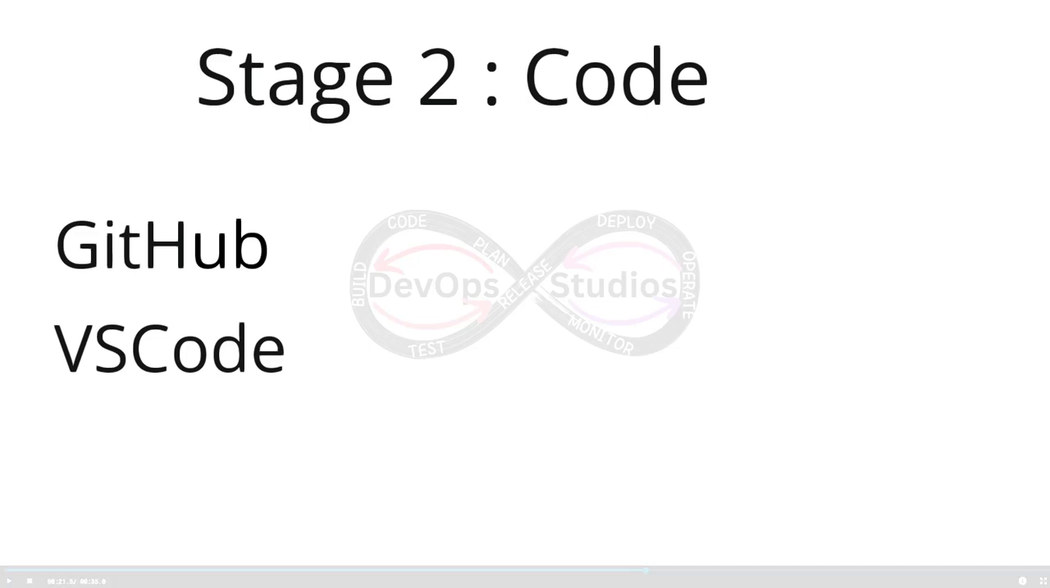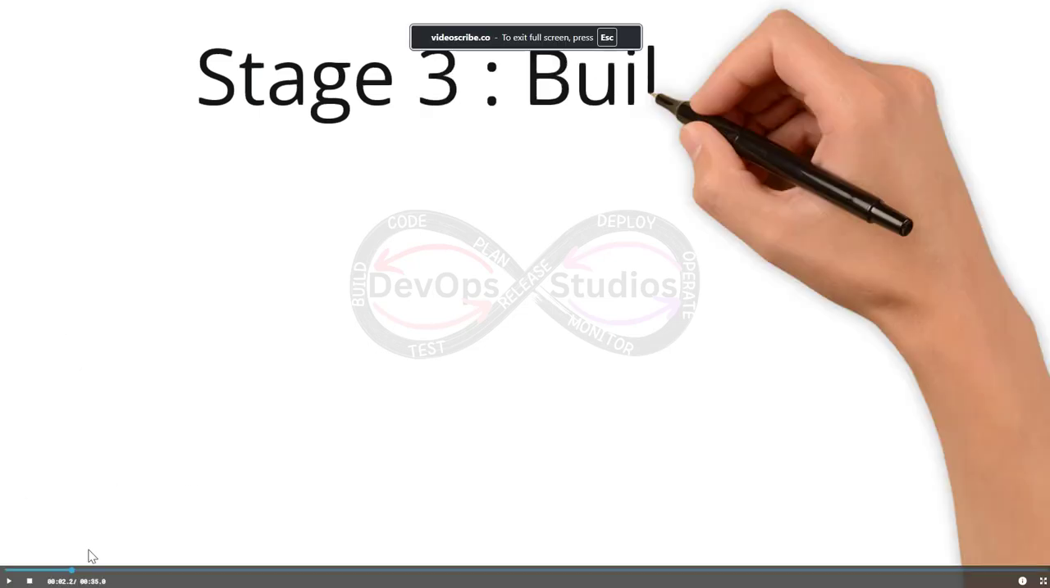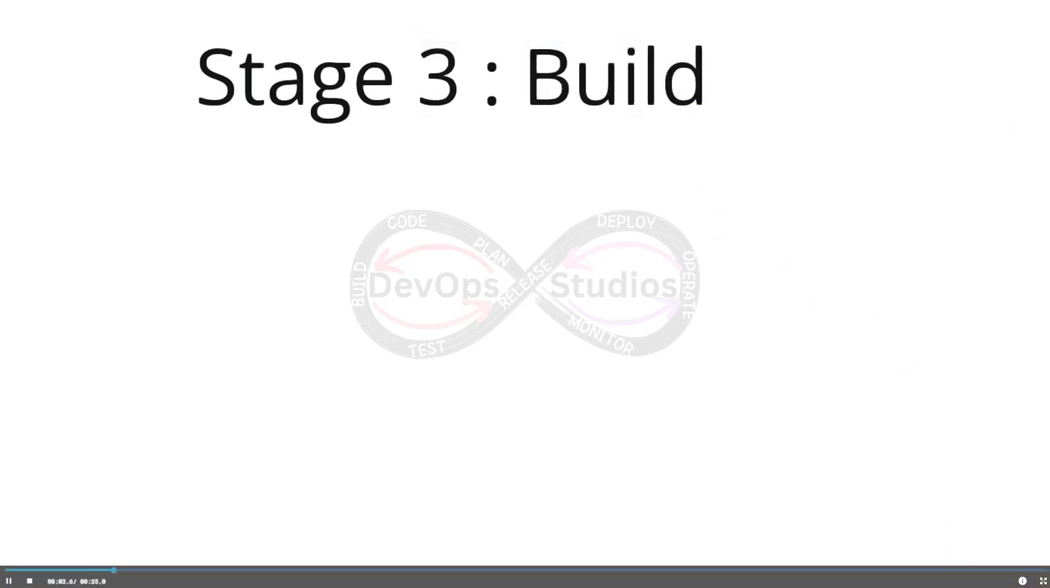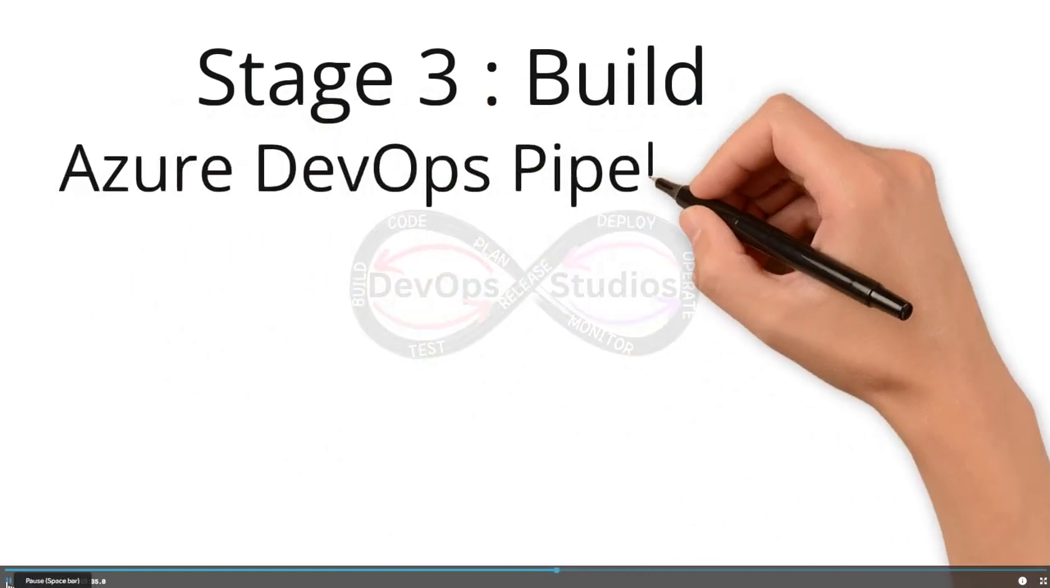The next stage is build, and we'll see what we have to learn when it comes to the build stage. So moving on to the third stage, the build. In this stage, if you are working in a team where they use Azure DevOps, the ADO, in that case you have to use the Azure DevOps pipelines.